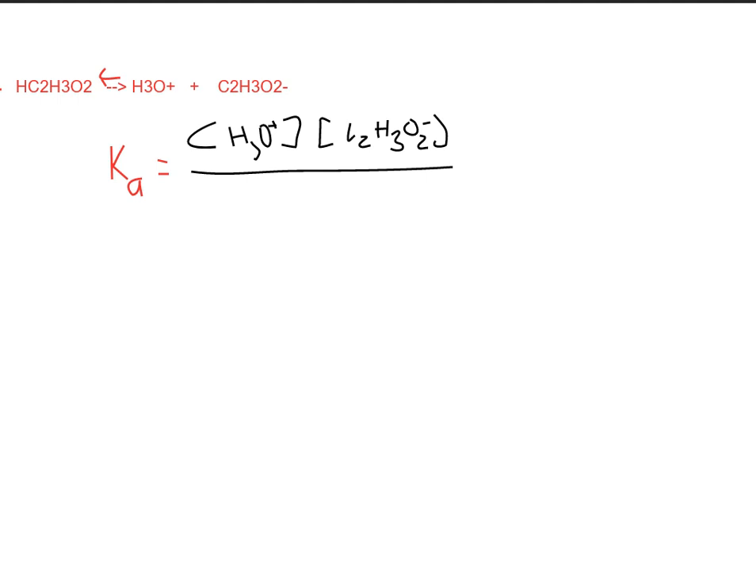There's only a couple of choices left. I know it might be a little bit much to type. But what goes into the bottom? Yeah, it's that long thing. It's the acid. HC2H3O2. And that, again, is in brackets.